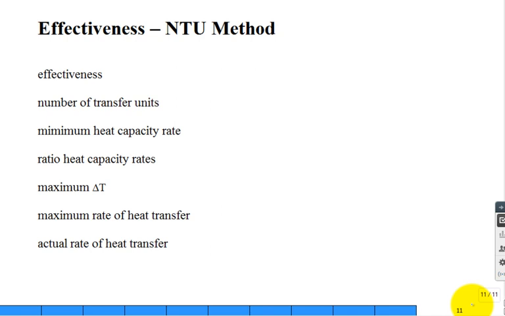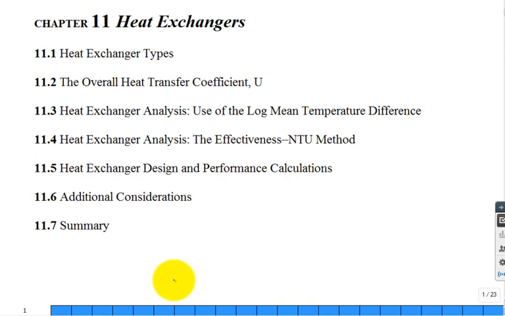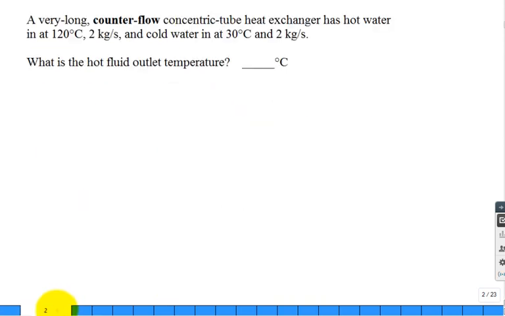So with that, I need to switch right here. Let me jump over here. I have a very long counterflow concentric tube heat exchanger. It has hot water at 120 and that mass flow rate coming in. It has cold water at this temperature, 30 degrees C, and 2 kilograms per second at that mass flow rate.